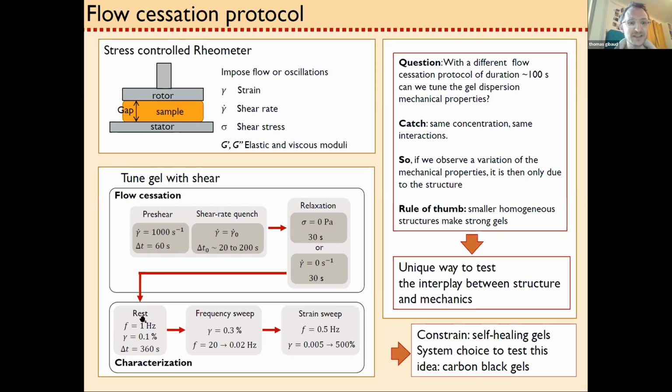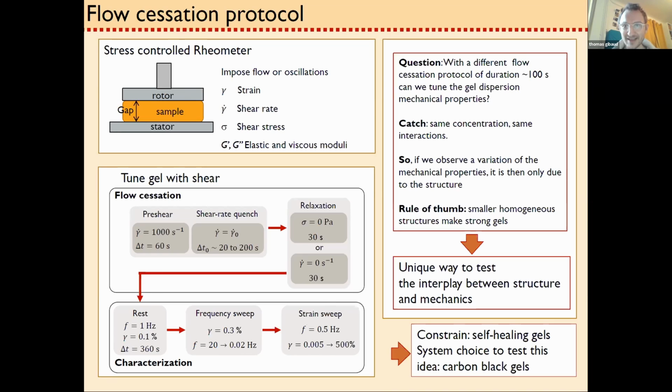So I let it rest a bit so that G prime builds and becomes stationary. Then I can do a frequency sweep to characterize the frequency spectrum of my viscoelastic gel. And then I can break it and do stuff like that. So the advantage of such a protocol, it's quite rapid. Within a few hundred seconds, you can prepare a new gel.